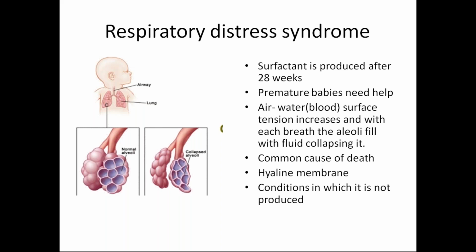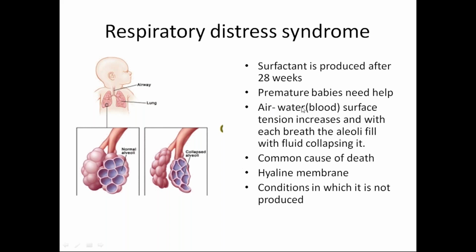Now, this is a very serious condition which is called the respiratory distress syndrome. So surfactant, the phospholipid, is produced after 28 weeks. So premature babies, when they are born, they need help.